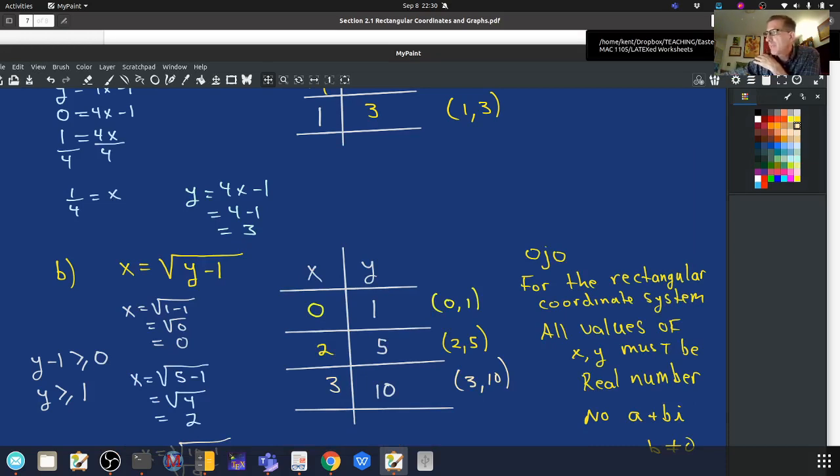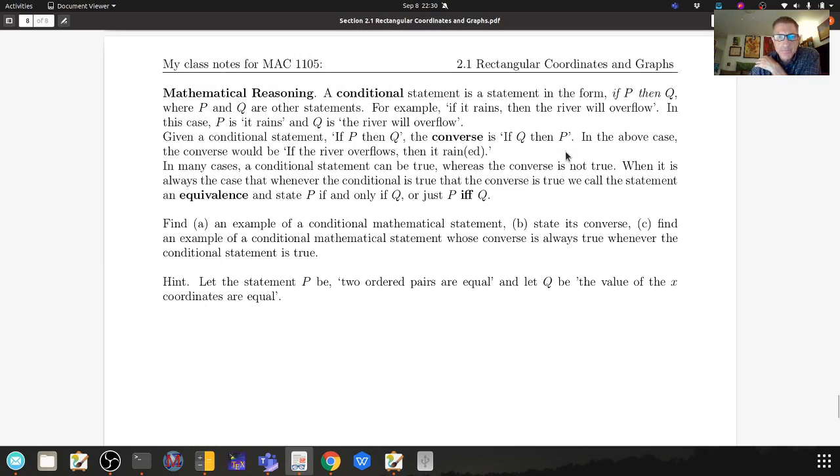So what else do we have for this? Is that it? Yeah, let's do one other mathematical reasoning. So I'm going to talk to you about a very important concept here. It's called conditional statements. They are the heart of mathematics. So a conditional statement is a statement in the form if P then Q, where P and Q are themselves other statements. For example, if it rains, then the river will overflow. In this case, P is it rains, and Q is the river will overflow.